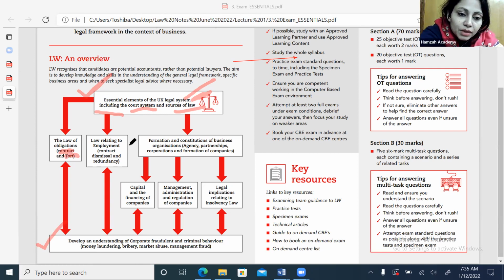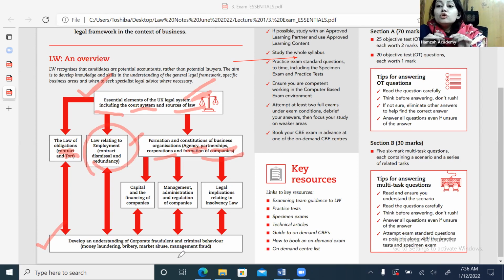The next area is the law relating to employment. How you will find a job, and if you are employed, what your rights, responsibilities and obligations are, and what rights, responsibilities and obligations your employer has. If you are dismissed from your job, you have a legal right to go to the court and claim against the employer if he dismissed you unfairly without any just reason. What these grounds are and how justice will be sought will be studied in the law of employment. And then formation and constitution of business organization, in which we have areas: what agency is, what partnership is, what a corporation is, and how corporations, companies, agencies and partnerships are formed.